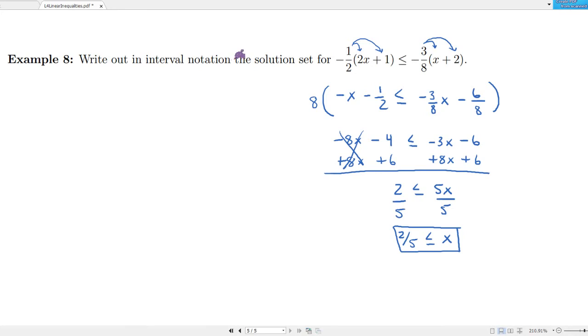And could we write this out in interval notation? Well, let's graph it as well. Graphing it is sometimes a little bit easier. So greater than or equal to, that's going to be a solid circle because we're allowing it to be equal. So we'll label that as 2/5, and so x is going to be greater than or equal to this. So we have to pick values that are larger than 2/5.